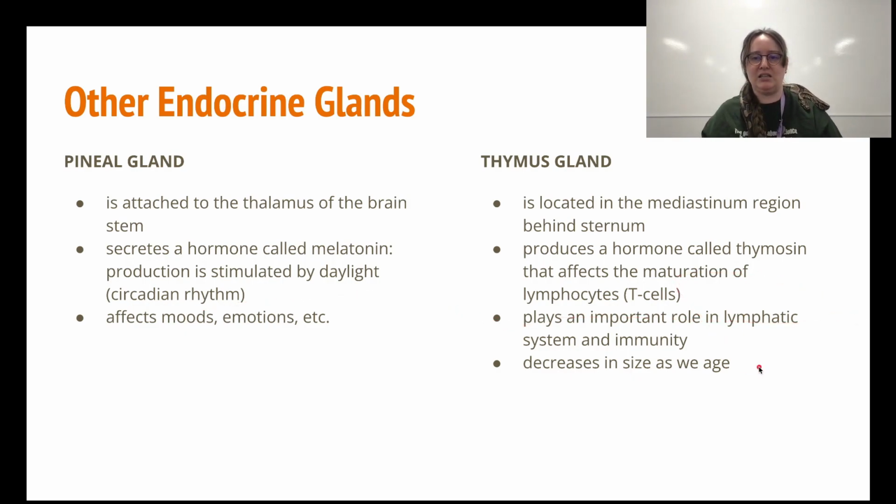It's located in the mediastinum region behind your sternum right here, and it produces a hormone called thymosin, which basically affects the maturation of your lymphocytes, which we're going to talk about in the next chapter, which is all about your blood cells. So this plays a very important role in your lymphatic system and immunity, and it decreases as we age. For some reason, it shrinks. So we'll talk more about it again in the next chapter, and how we create T cells using this hormone.